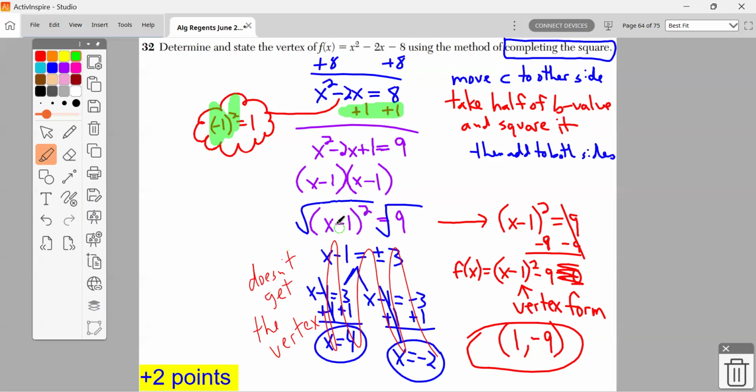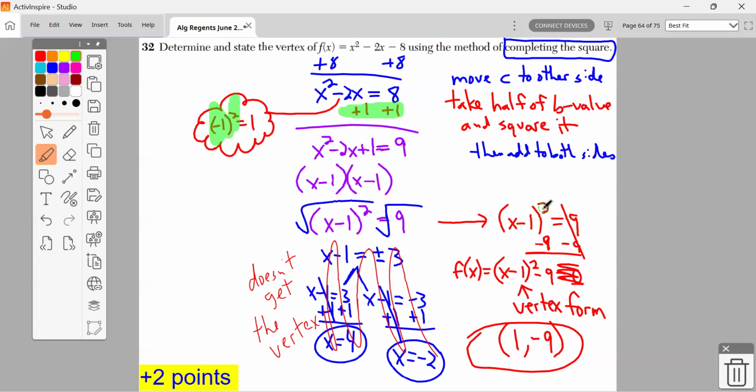The opposite of squaring something is to take the square root. So square root, square root. And then normally what we would do is split it, but that doesn't get the vertex. All right, that gets your x-intercepts. To get the vertex, we just leave it in that x minus 1 squared form. This is a very hard question, by the way. We leave it in that x minus 1 squared form.